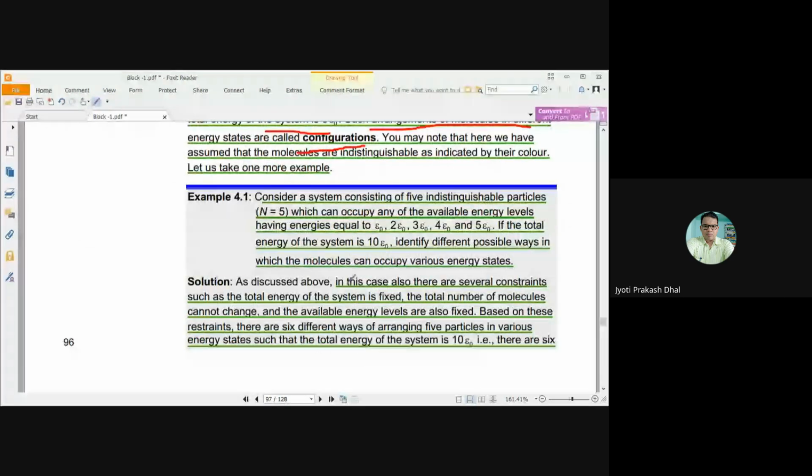So here one question is there. Consider a system consisting of 5 indistinguishable particles. That means 5 identical particles will be there. So here n equals 5, which can occupy any of the available energy levels having energy equal to epsilon 0, 2 epsilon 0, 3 epsilon 0, 4 epsilon 0, 5 epsilon 0. If the total energy of the system is 10 epsilon 0, identify the different possible ways in which the molecules can occupy the various energy states.